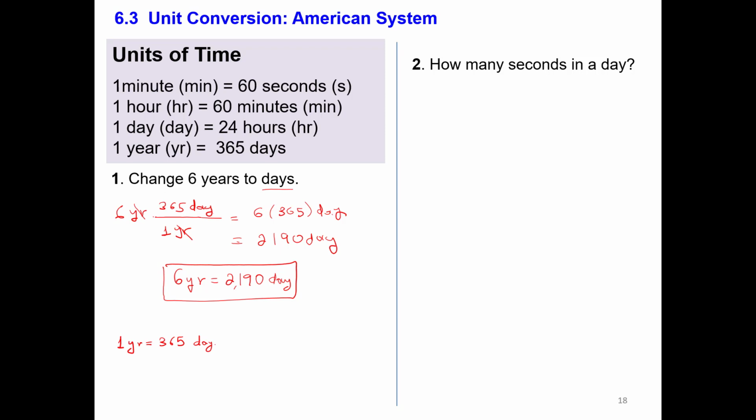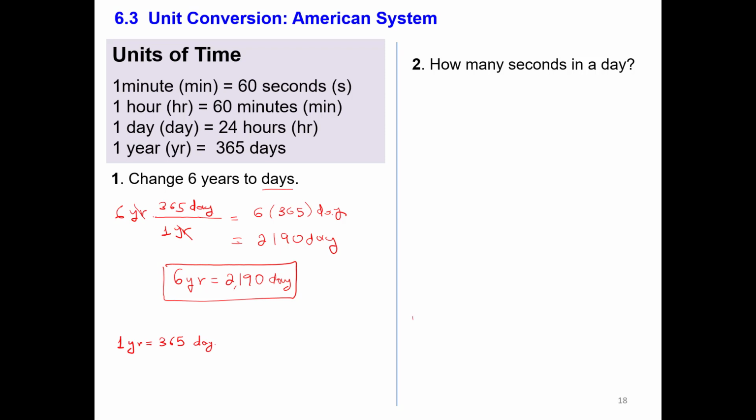Then the next thing we want to solve is how many seconds are in a day. Nice. Then we don't have a direct conversion factor from seconds in a day. What we have to do is use several conversion factors. What we know is 1 day equals 24 hours, 1 hour is 60 minutes, and 1 minute is 60 seconds. Then we have to use 3 conversion factors to get the answer, because these are the conversion factors we know.